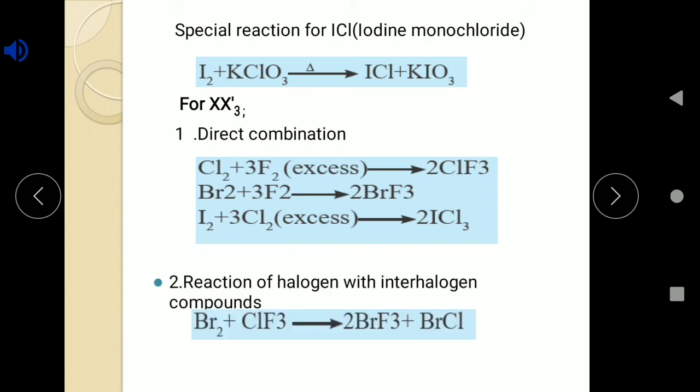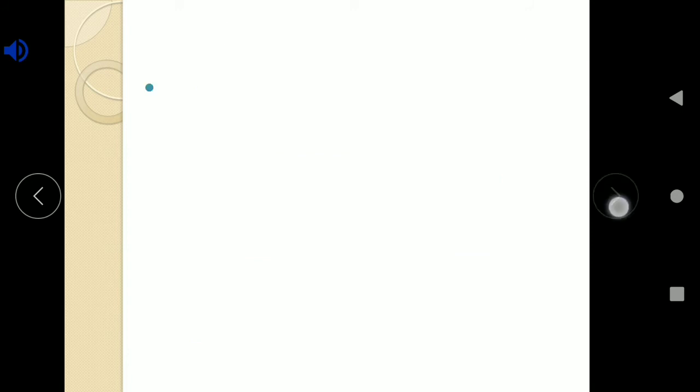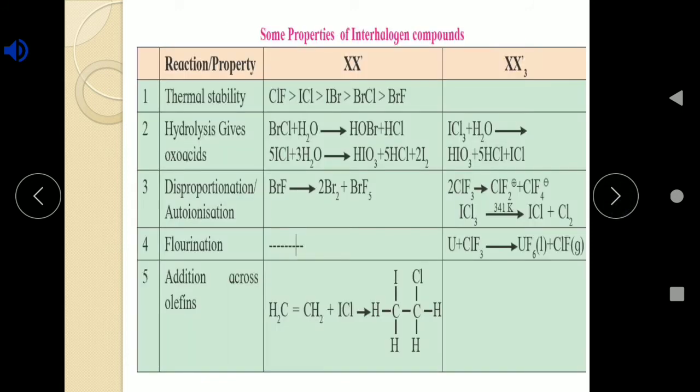The second method for the preparation is again the reaction of a halogen with an interhalogen compound. Like bromine on treatment with ClF3, chlorine trifluoride, gives you bromine trifluoride along with bromine monochloride. So this is the next method for preparation of XX'3. Only these methods are included in your syllabus. Now we will see the properties of interhalogen compounds, the chemical properties, one by one.